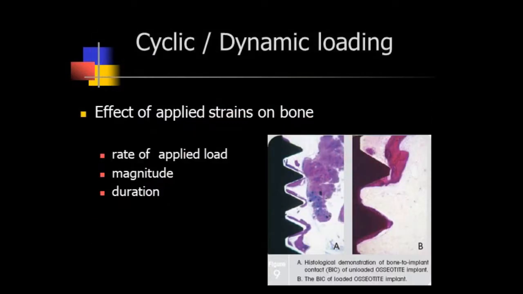Many studies show that cyclic or dynamic loading is necessary for bone remodeling. So the effect of applied strains on the bone depends upon the rate of change of applied load, the magnitude of the load as well as the duration of the load. So the greater the rate of change of applied strain in the bone, the more is the bone formation, and lower magnitude for many cycles can produce the same anabolic effect as that of a greater magnitude force that is applied for shorter duration. That means low magnitude for many cycles, the effect is the same as that of greater magnitude of force for shorter duration. So this shows that cyclic or dynamic loading is necessary for bone remodeling.